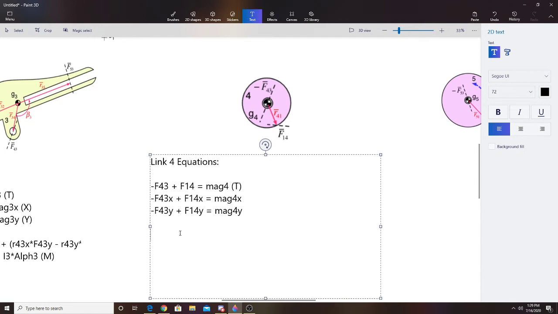So, moment equation. And there's also a more scientific reason for that, which is that F43 takes place exactly at the center of gravity, and therefore its moment is 0. But anyway, that's the more scientific reason.